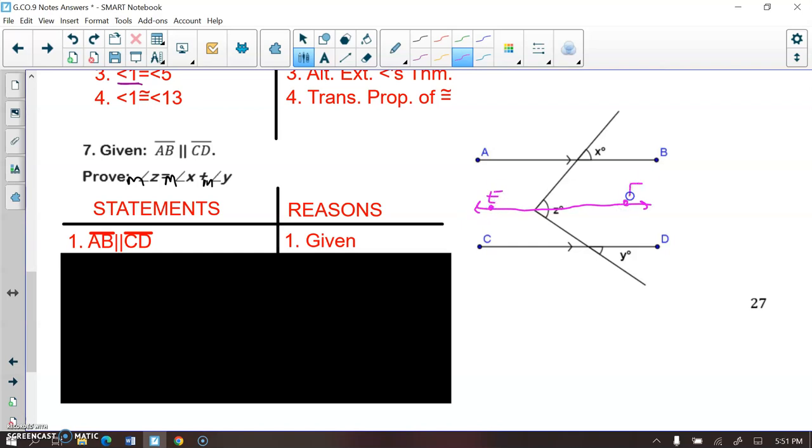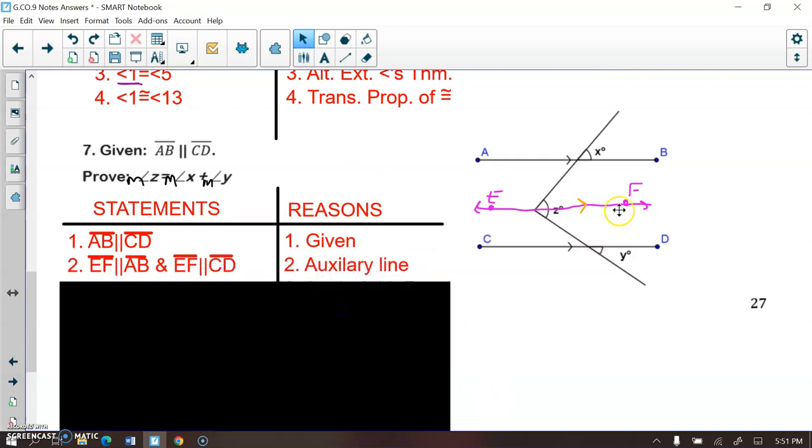And the purpose of this auxiliary line is to aid in the proof. And I want EF to be both parallel to AB and CD to help me with the proof. Now, when we do an auxiliary line, we need to state it in our proof. And we state what we know about the auxiliary line in the statements column. And your reason is we drew in that auxiliary line. So what I know about my auxiliary line, or what I made it to be, is I made it to be parallel to AB and CD. So I wrote that here. And my reasoning is I drew that auxiliary line in to help me aid in this proof.